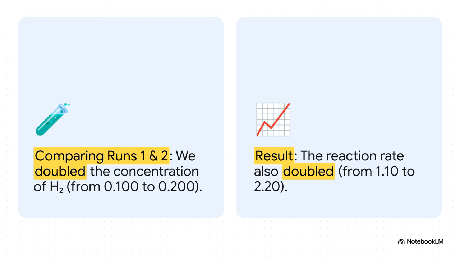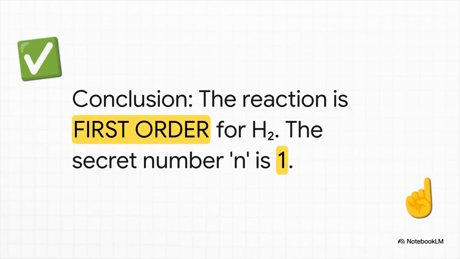Let's find them. Okay, first suspect up, hydrogen. Let's compare run 1 and run 2. See how the nitric oxide concentration stays exactly the same? But we doubled the amount of hydrogen. Now, look at the result. What happened to the rate? It doubled too. It's a perfect match. So, because doubling the concentration led to a doubling of the rate, we say the reaction is first order for hydrogen. We've found our first secret number. For hydrogen, that little exponent n is just 1. One suspect down, 1 to go.